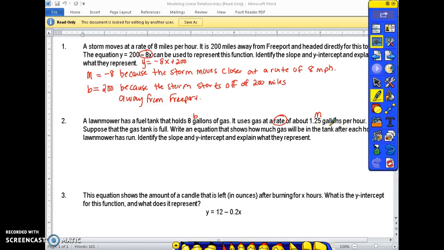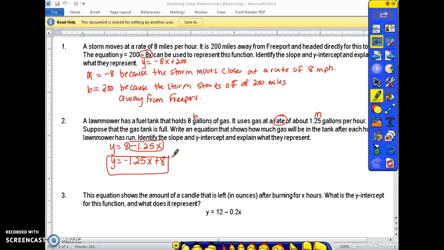Suppose that the gas tank is full, which means we are starting with the 8 gallons. Write an equation that shows how much gas will be in the tank after each hour the lawnmower has run. So y equals, it holds 8 gallons, and it's losing 1.25 gallons every hour. We know that we write our coefficient with x first, including the sign that's in front of it. So my equation is y equals negative 1 1/4 x plus 8.